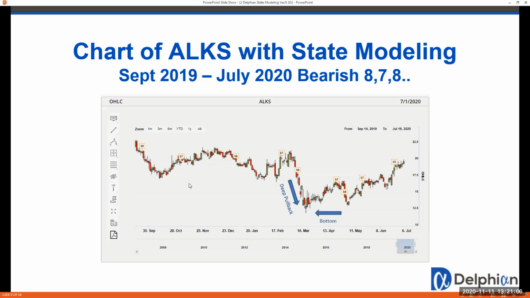And then again, I don't think I mentioned that before. With charts within Delphian, we're able to overlay different indicators and different things within the platform on top of charts. So I was able to take this chart and overlay all of the state modeling transitions on this chart. So that's why you're seeing here, the stock transitioned into state 8, then it transitioned into state 7, and so on. You can actually put your profit and your stop loss targets on there as well, but I wanted to kind of keep it clear so everyone could see it.